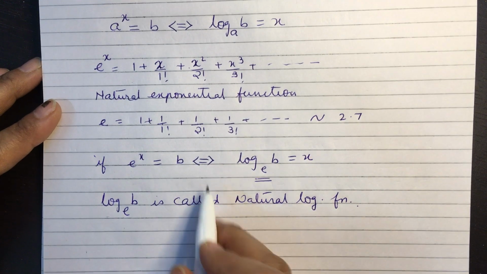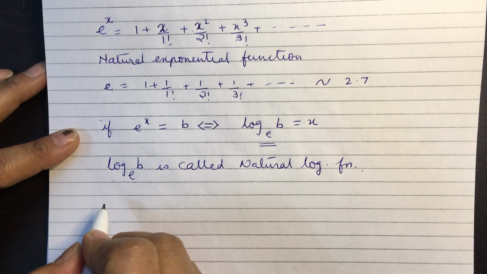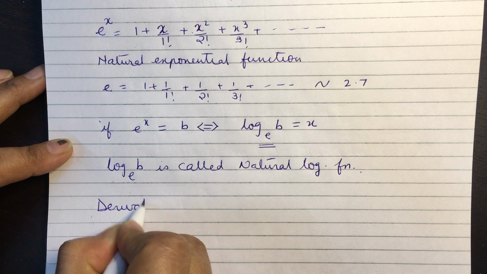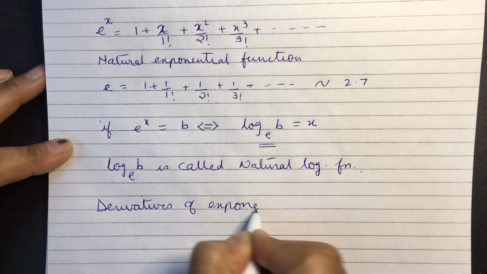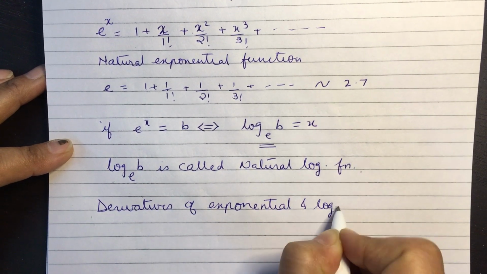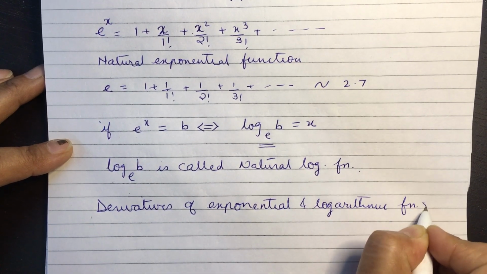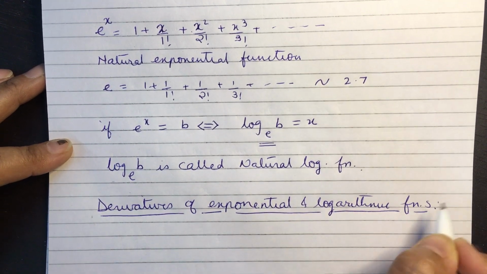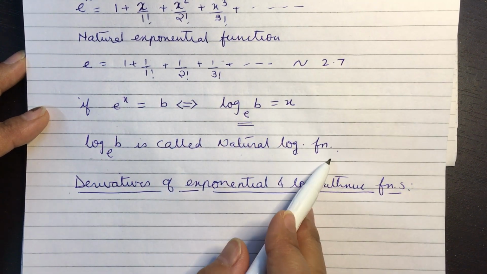Okay, so now we are going to consider these functions and do the derivatives of them. So the next theorem says that, first of all, we are going to do the derivatives of exponential and logarithmic functions. Now here, unless and until specified, we will be dealing with the natural exponential function and the natural logarithmic function.